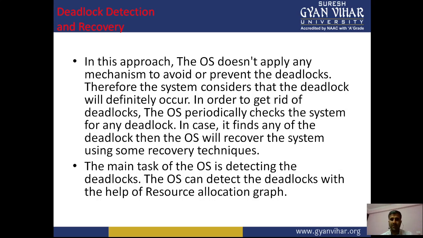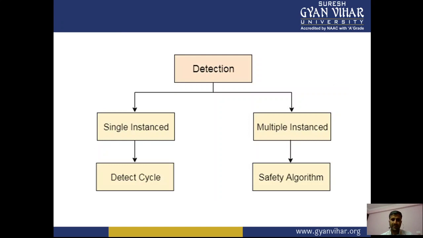In this approach, the operating system does not apply any mechanism to avoid or prevent deadlocks. Therefore, the system considers that deadlock will definitely occur. In order to get rid of deadlock, the operating system periodically checks the system for deadlock. If it finds a deadlock, then the operating system will recover the system using some recovery techniques.